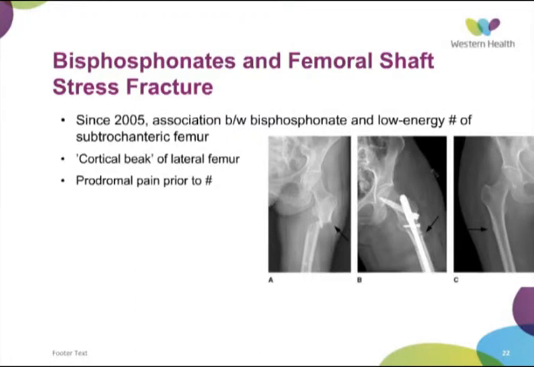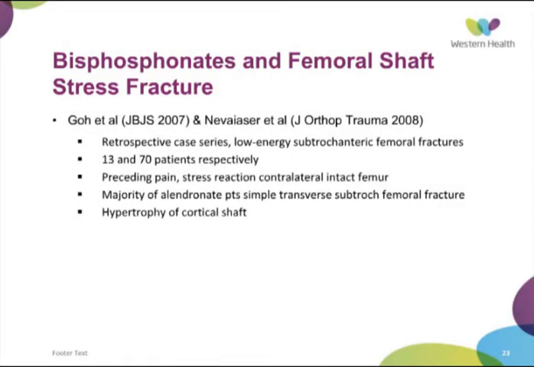So here was one where they showed they had this atypical fracture. It was fixed on the other side. You could already see evidence of this cortical beak. So a couple of case series really is all that's out from an evidence point of view on this information, looking at 1370 patients, and this was a case series of all low energy subtrochanteric femoral fractures, finding again preceding pain, a stress reaction evident, and the majority of these alendronate patients in this study had this simple transverse subtrochanteric femoral fracture pattern.